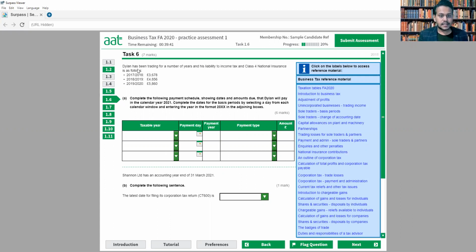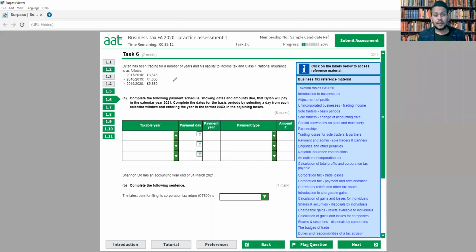Dylan has been trading for a number of years, and his liability to income tax and class 4 national insurance is as follows. So they already calculated for us the tax and the national insurance. They are saying for 17-18 it is 3678, 18-19 is 4856, 19-20 is 5860. Complete the following payment schedule: dates, amount due that Dylan will pay in the calendar year 2021. Complete the dates and basis period, so we understand that anyway.